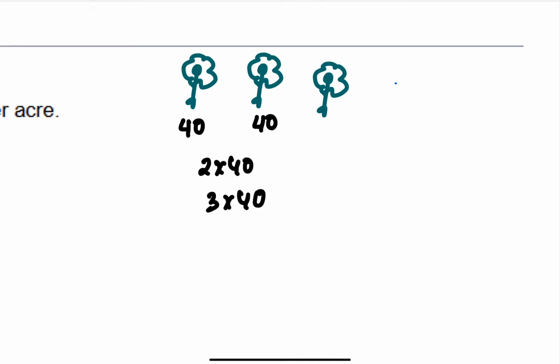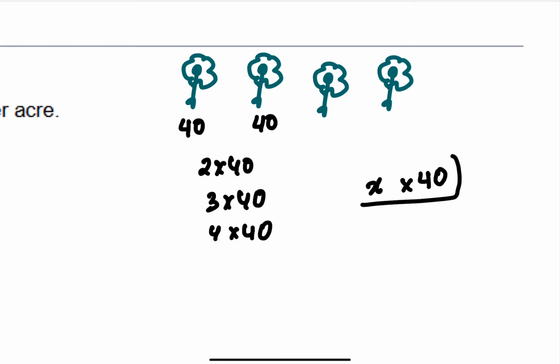If I have another tree, I'll have 4 times 40. If I have X trees, I will have X times 40. Does that make sense? So that's the concept here. So now let's go ahead and see what we are doing.